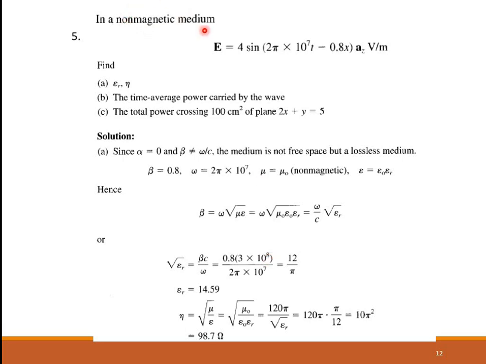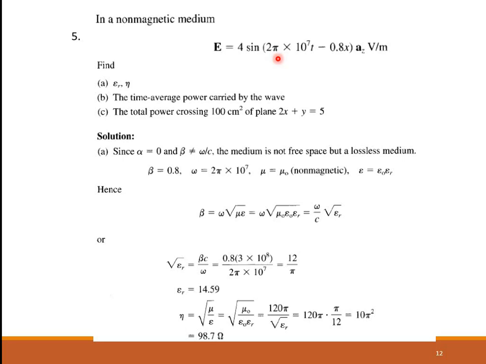We have a non-magnetic medium. Non-magnetic medium means mu r is equal to 1. The expression for E is given. You have to find epsilon r and eta. In this case, alpha is 0. From this expression we know that the e raised to minus alpha term is absent, which implies that alpha is 0. So the medium could either be free space or lossless.